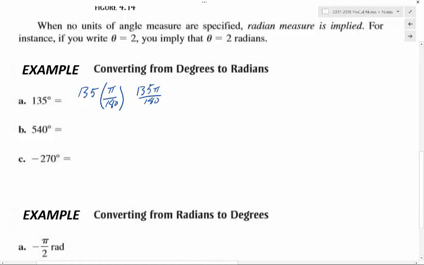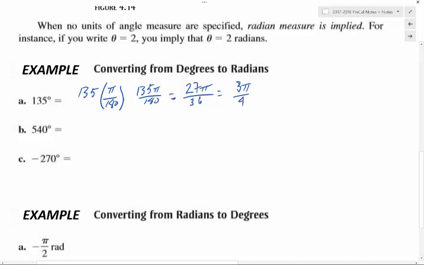And now I simplify my fraction. Take out a 5 from the top and bottom. 5 goes into 135 27 times, and 5 goes into 180 36 times. And so I get 27 pi over 36. Keep reducing. I can reduce top and bottom by 9. So I'll get 3 pi over 4.